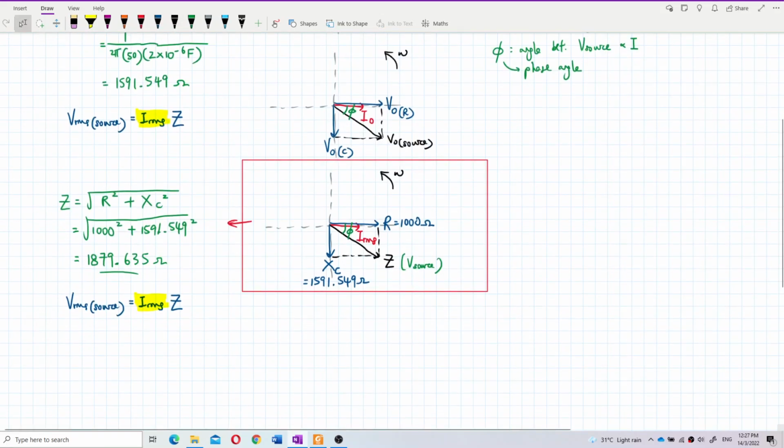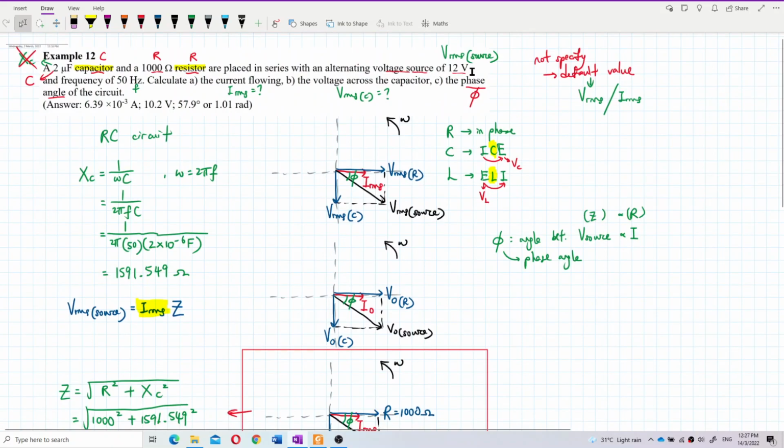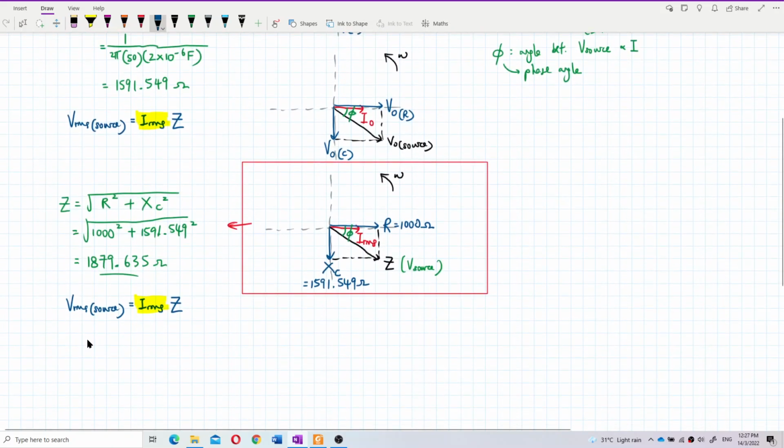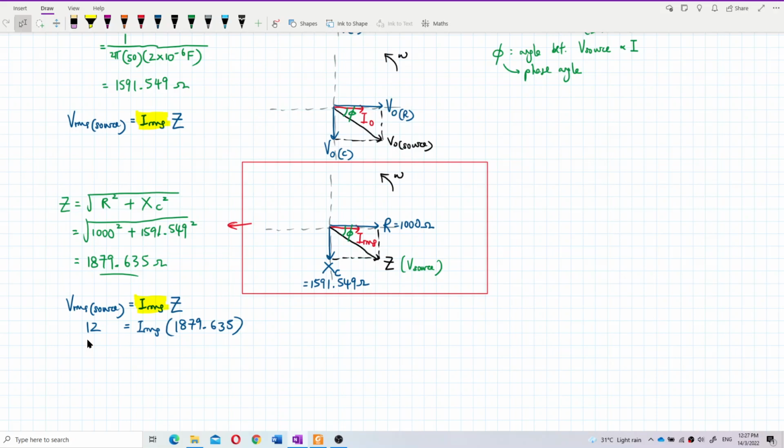The VRMS of the source is 12 volt, so put in the 12 volt there, and the impedance is 1879.635. So what is the IRMS? 12 divided by 1879.635. The answer is 6.38 times 10 to the negative 3 ampere. That's the current. So I got the root mean square current already.